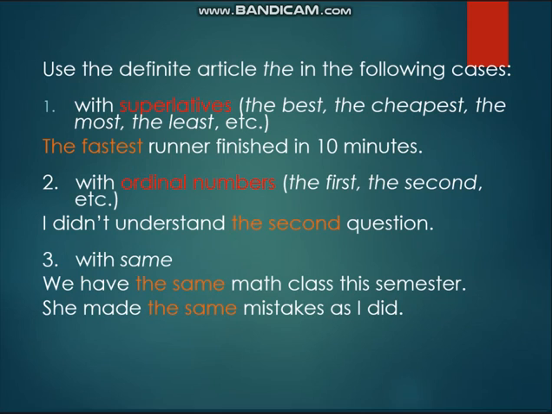Use the definite article the in the following cases: with superlatives, for example, the best, the cheapest, the most, the least. The fastest runner finished in 10 minutes. Second, with ordinal numbers: the first, the second. For example, I didn't understand the second question. And with the word same: we have the same math class this semester. She made the same mistakes as I did.